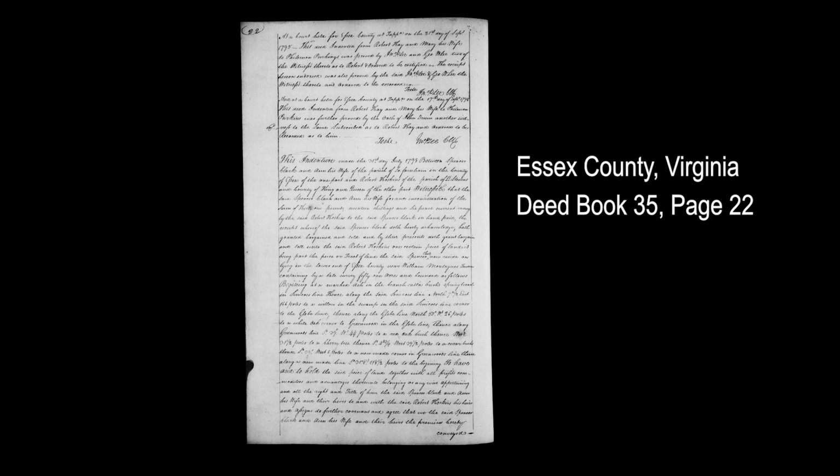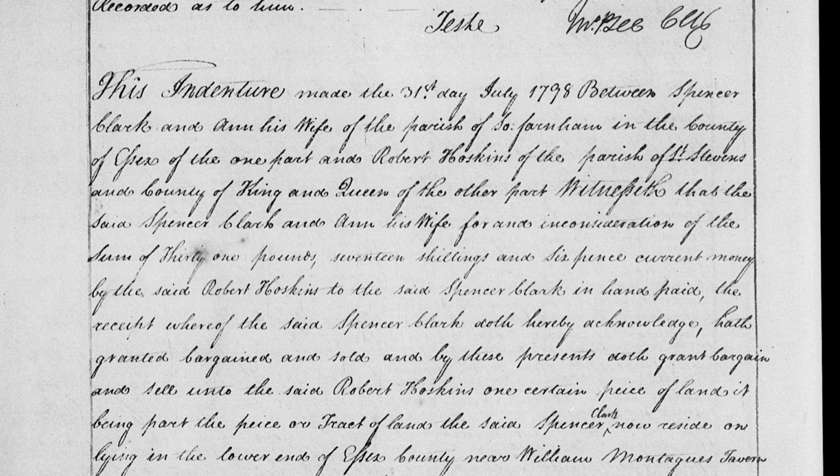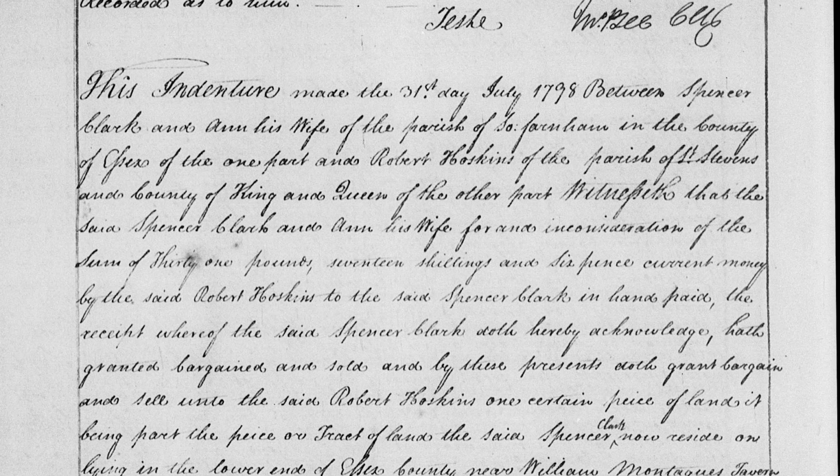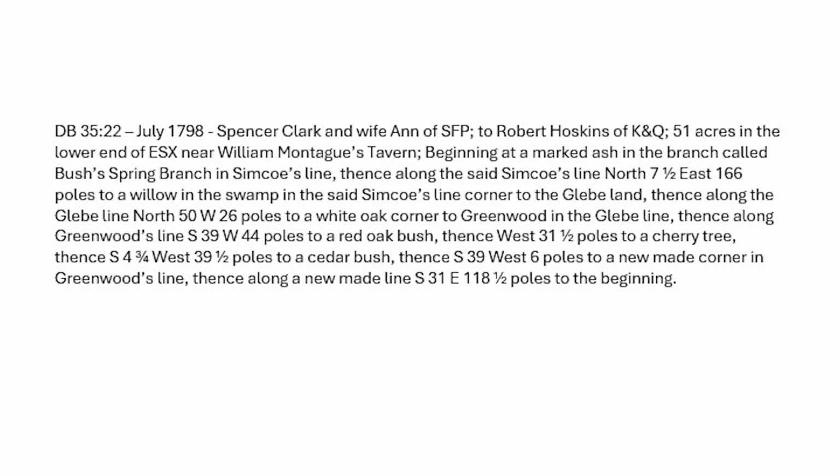The document I'm going to be working with today is found in Essex County Deed Book 35 on page 22. In July 1798, Spencer Clark and his wife Anne sold a part of their land to Robert Hoskins of King and Queen County, Virginia. I begin by making an abstract of the record.